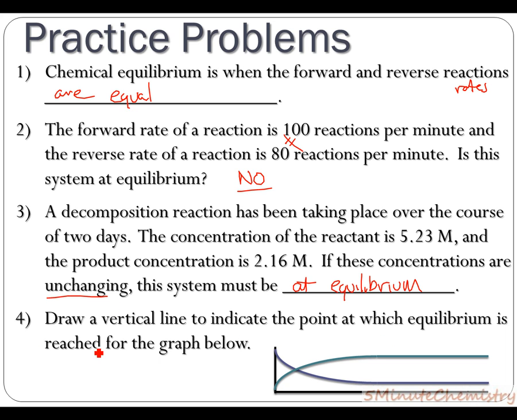Now, draw a vertical line to indicate the point at which equilibrium is reached for the graph below. So the thing we have to think about is concentration. This is molarity, and this will be time. I should have labeled that. If this is our concentration, notice it's changing, changing, changing, but we hit this point where we stop changing. And we stop changing on the other concentration as well. So this vertical line would indicate where equilibrium begins. Past this point in time, the system is at equilibrium.